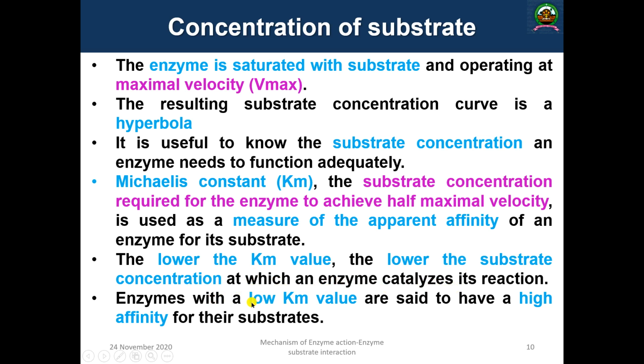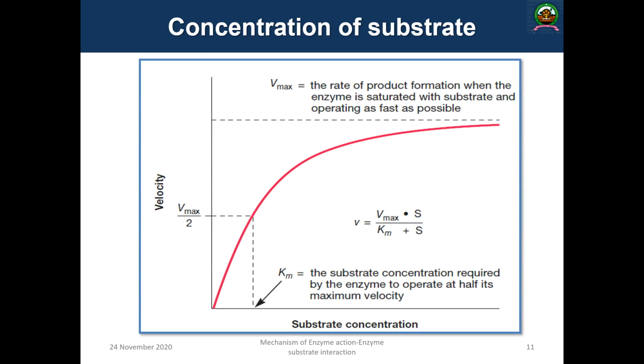Enzymes with a lower Km value are said to have high affinity for their substrate. If enzymes have a high Km value, they are said to have lower affinity for their substrate. This is very important. The ideal concentration of substrate required for an enzymatic reaction was first proposed by Michaelis and Menten, and that concept is known as the Michaelis-Menten concept or Michaelis-Menten kinetics.